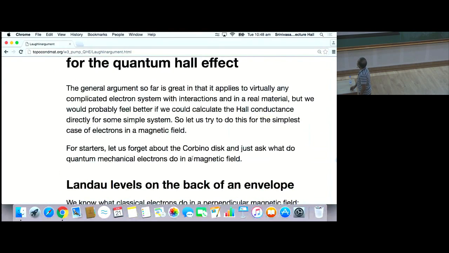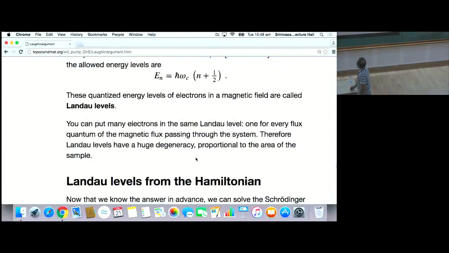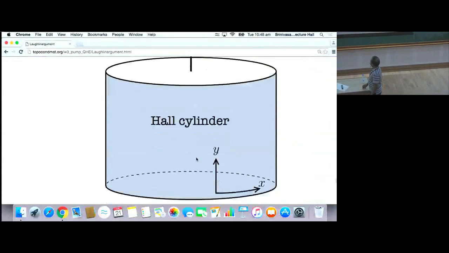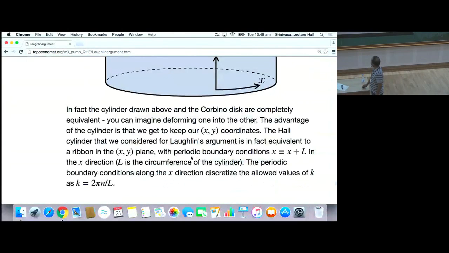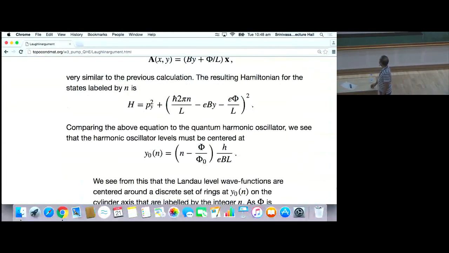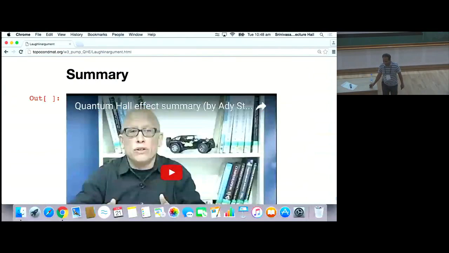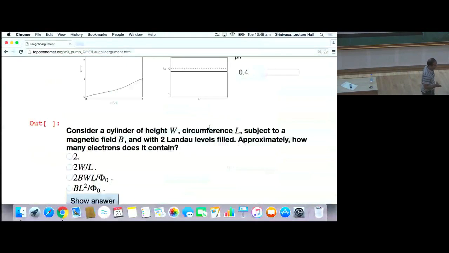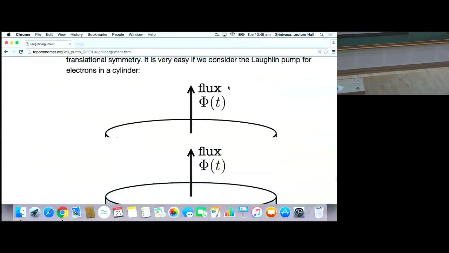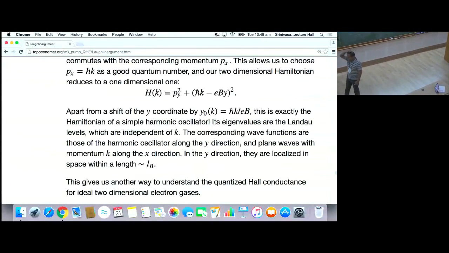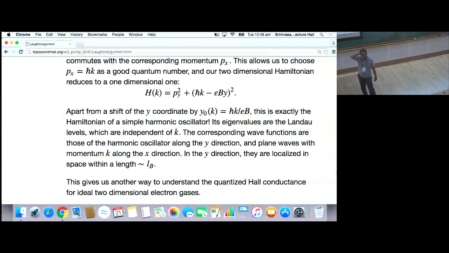And this is the kind of argument that goes over to, let's say, the Lieb-Schultz-Mattis theorem and so on. Okay, and the rest of this discussion was talking about Landau levels, which you've already seen. So you can understand this argument in terms of Landau levels in general. So that concludes what I wanted to say about the Laughlin pumping argument.